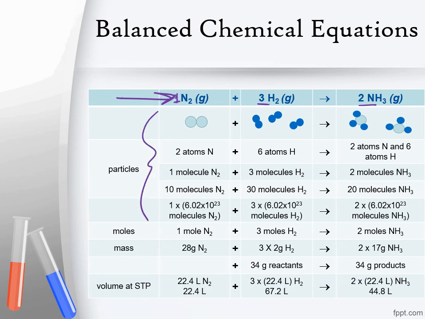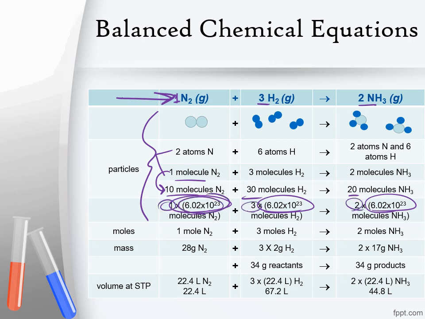I can figure out particles from this balanced equation. I can figure out how many atoms of nitrogen, how many molecules. I can use that molecule number and scale up. Maybe I didn't want 1 molecule, I wanted 10. I can multiply everything by 10, so 10 and 30 and 20. Or I can multiply everything up by 6.02 times 10 to the 23rd power and have 1 times that and 3 times that and 2 times that.